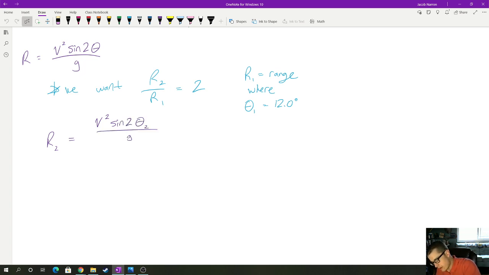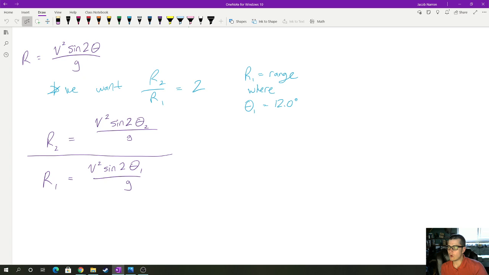And we're going to divide all of this by R1, which is going to be V squared times sine of 2 theta 1 all over G, like so. Okay? Now look, theta 1, as I just said, is 12.0 degrees. Theta 2, we don't know what it is, but we're trying to find what theta 2 is because we want to determine, okay, well, what is the angle going to be in order to double the range? So that's really what we're doing here.